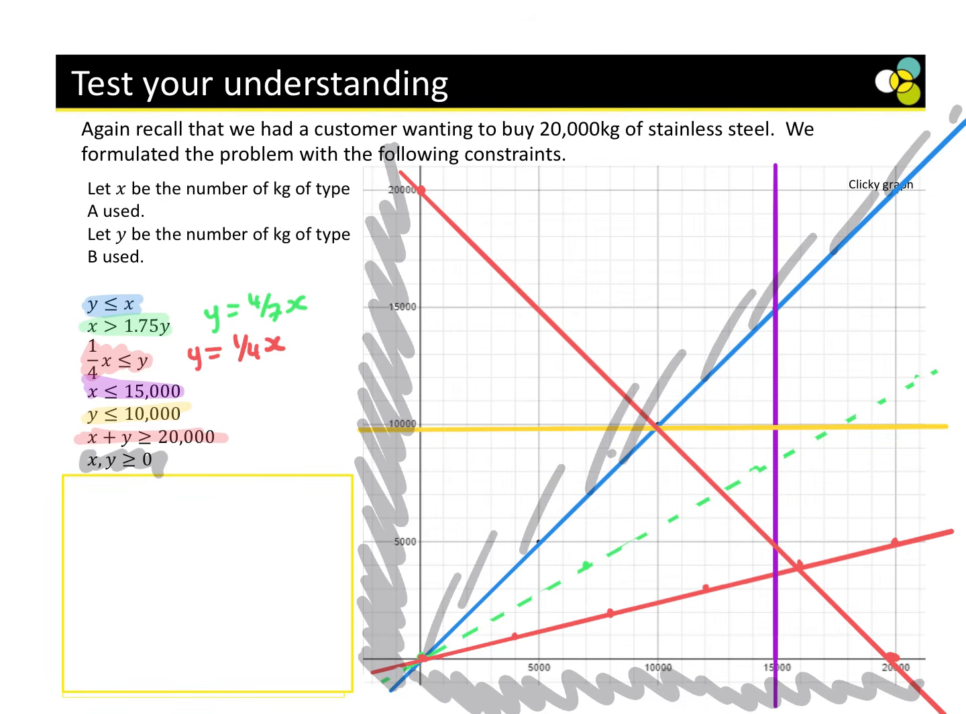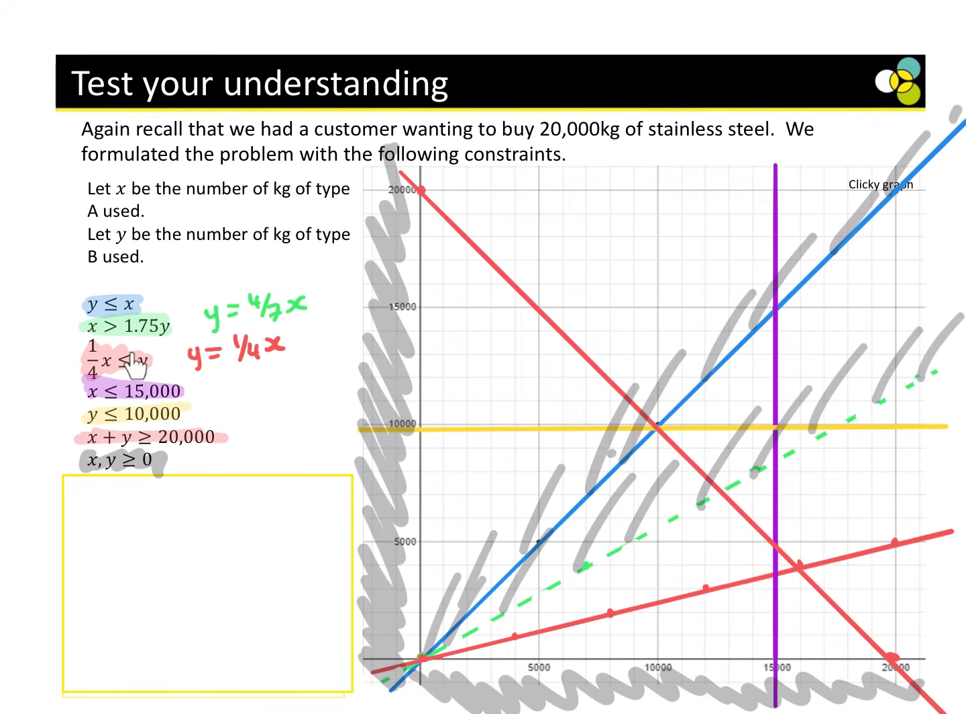Okay, next we have the green line. X is greater than 1.75y. That technically means y is less than. So do I want above or below the line? I want below, I shade above. And again, put coordinates in if you need to.